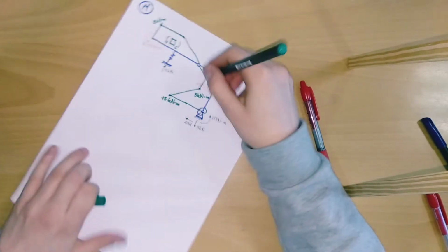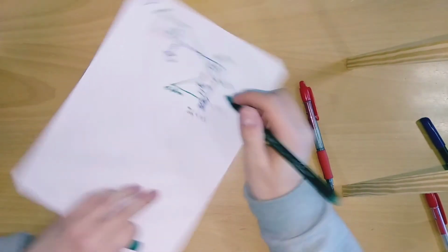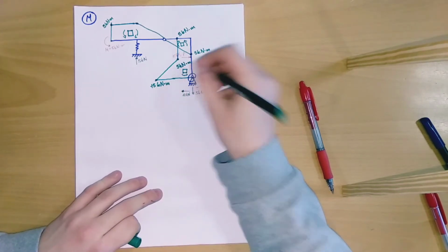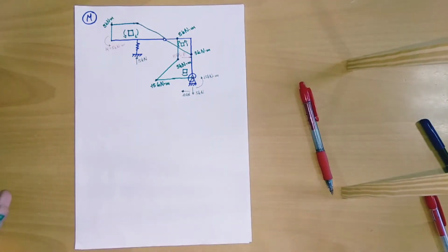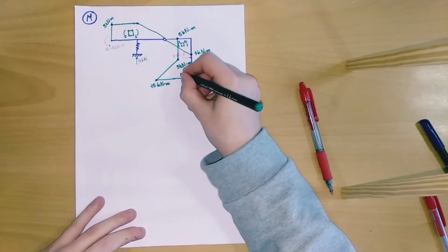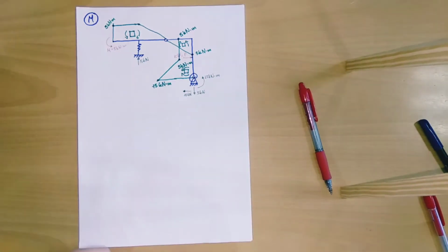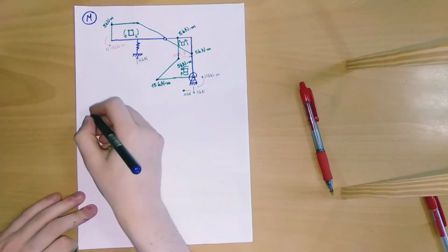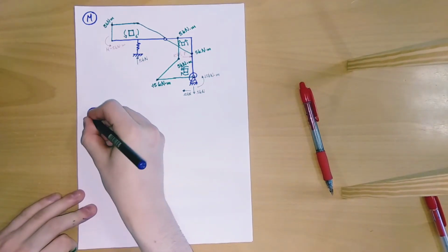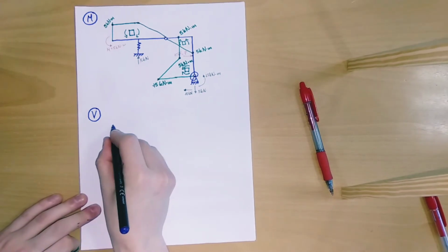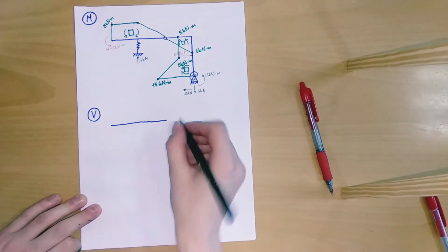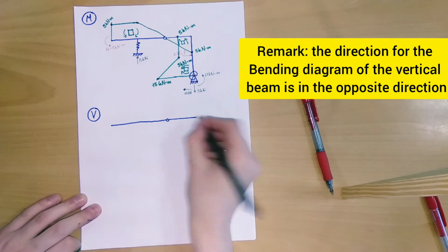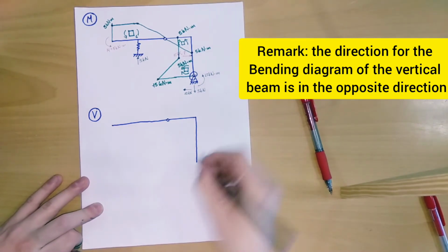And this zone, the left hand side of the beam, is going to be under tension. So that's the bending moment diagram. Now we are going to continue with the shear force diagram. We draw the frame as well.